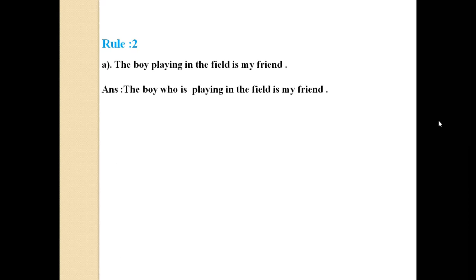Rule 2. A. The boy playing in the field is my friend. If you find a simple sentence starting with subject plus present participle, you will transform it like this. At first, subject the boy, then use relative pronoun. Who is that? The boy is a person, so use who, then be verb, and that is, then rest of the sentence. So the answer will be, the boy who is playing in the field is my friend.